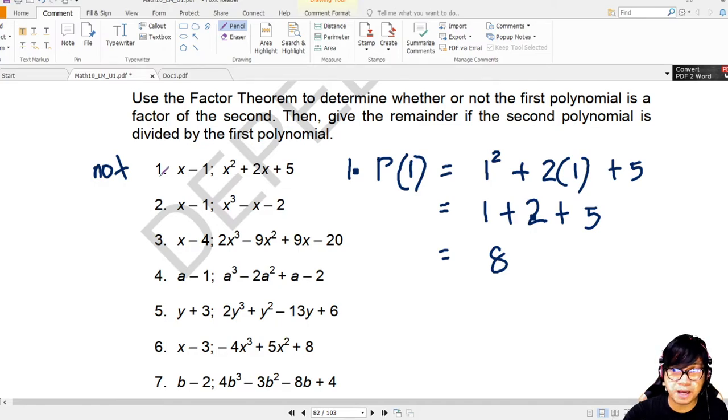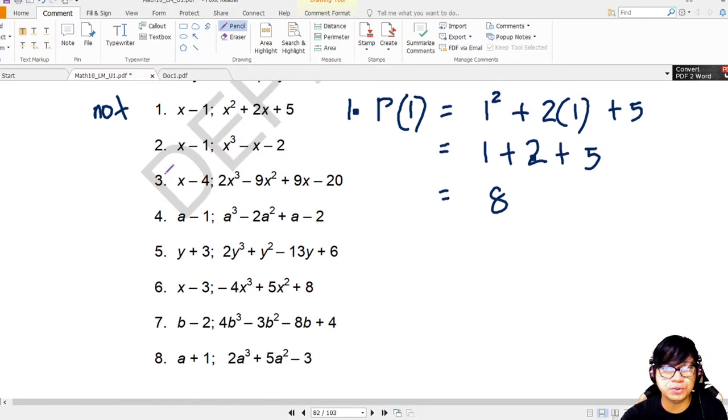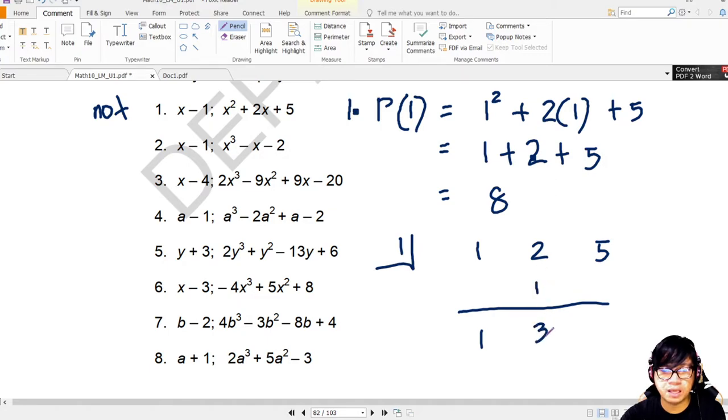If you want to verify the answer, you can use synthetic division. So, 1, 2, and 5. Bring down 1. 1 times 1 is 1. Then 3. 3 times 1 is 3. Then 8. So the remainder is 8. Okay, let's proceed to number 2.